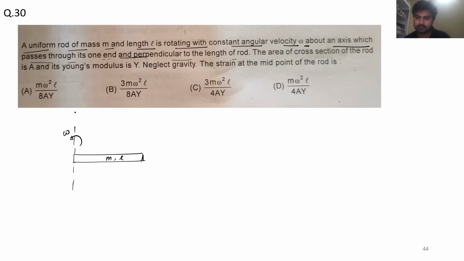Now, the area of cross section of the rod is given as A, and its Young's modulus is Y. Neglect gravity. The strain at the midpoint of the rod is. So you have to find the strain at the midpoint, right? So let's do it here. This is a uniform rod. The size here is looking like decreasing, it is not like that. So at the midpoint, we have to calculate the midpoint strain.